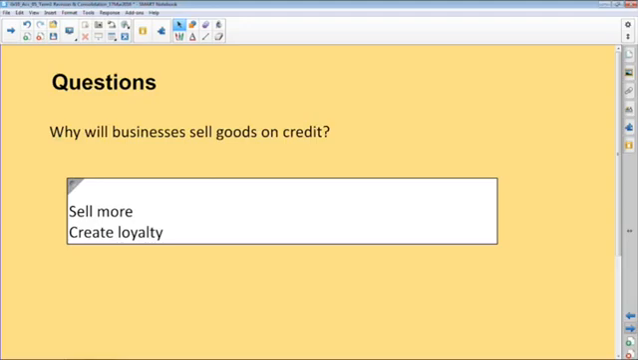And then another one, we create loyalty. What loyalty will be created? Now think of this. You have a certain account at a certain store. Now, if you only have an account at that store, where will you most likely buy all the time? You will go to that shop back and back and back again to buy more and more and more.